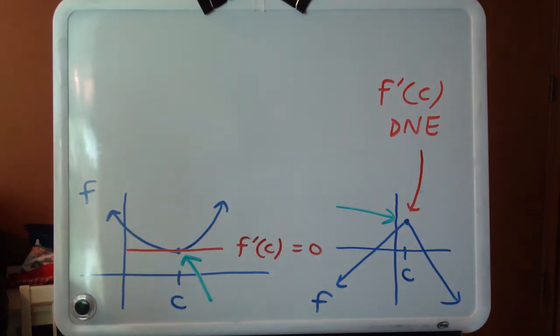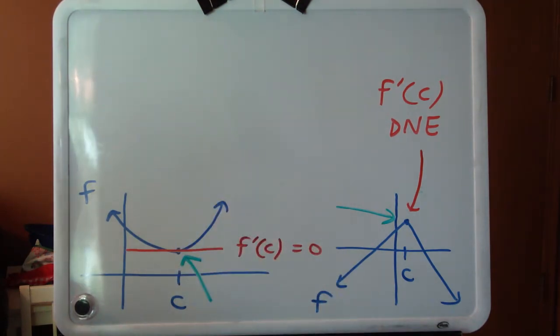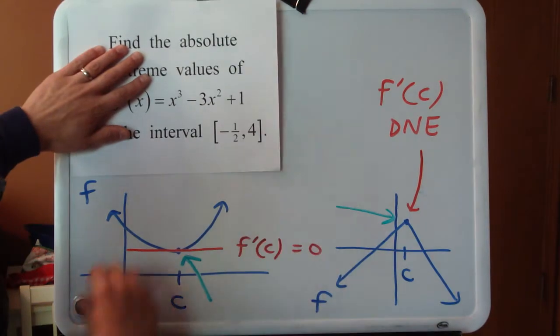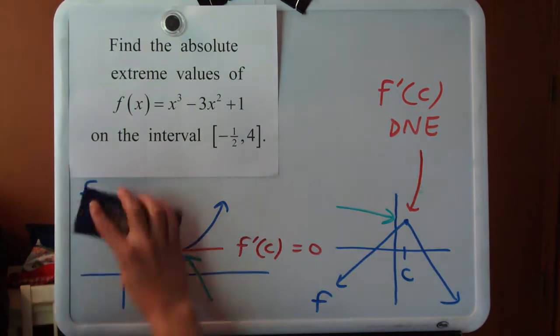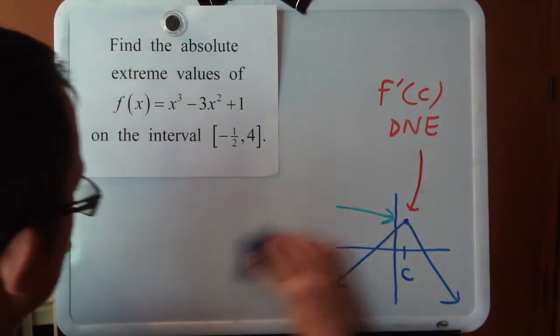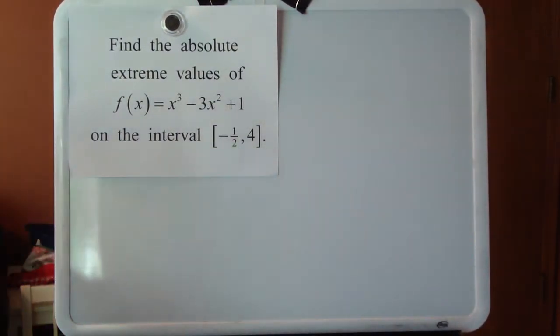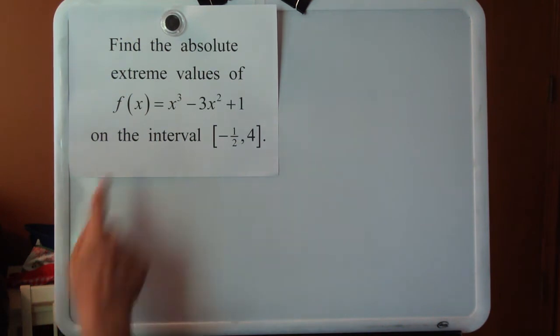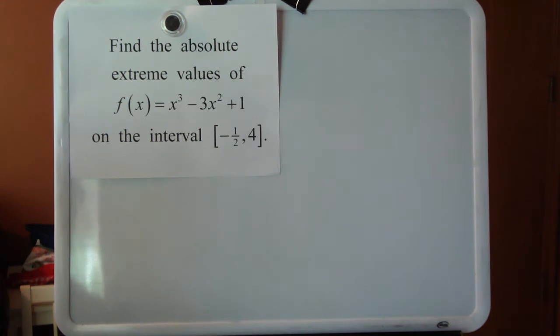Alright, so we're going to go through an actual example here. See if we can identify the critical numbers and then just identify the extreme values. So this is the one that we'll go through and talk about. It's a pretty straightforward example. So this problem is saying let's find the absolute extreme values. So let's find the highest point and the lowest point to this function. It's a pretty simple function, and notice this is the interval of interest, right? So on the interval -1/2 to 4.